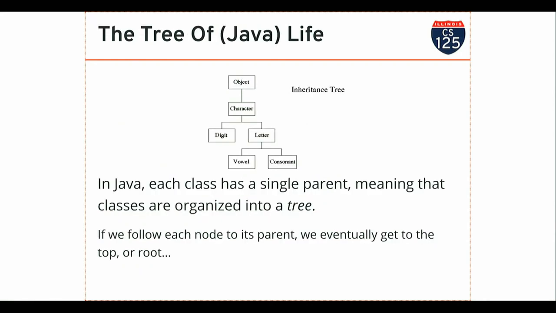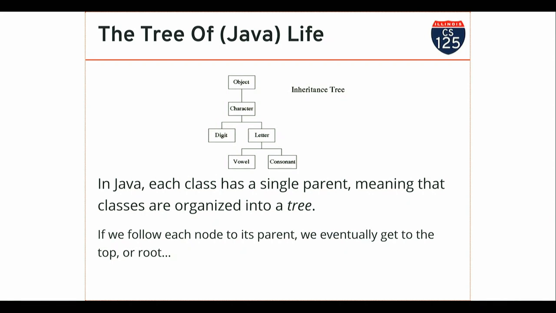All right, so what does this look like for Java? Java has a very specific idea about how to organize its class hierarchy. We talked last time about the fact that in Java, I can only extend one other class. That means that I only have one parent. And that means if I look at all the Java objects out there, I can organize them into what's called a tree. It's the data structure that we'll come back to in a minute.